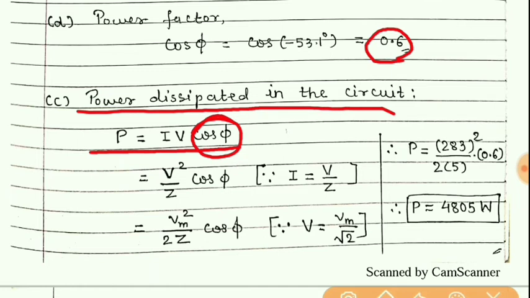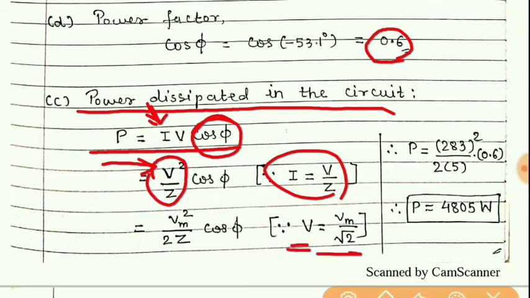and here we have used that I is equal to V by Z. So if we put I is equal to V by Z, we will get this as V square upon Z. But we don't have value of V, which is RMS value. But we know that V is equal to Vm upon root 2. So in place of this V, we will put Vm upon root 2. So we will get Vm square upon 2Z.